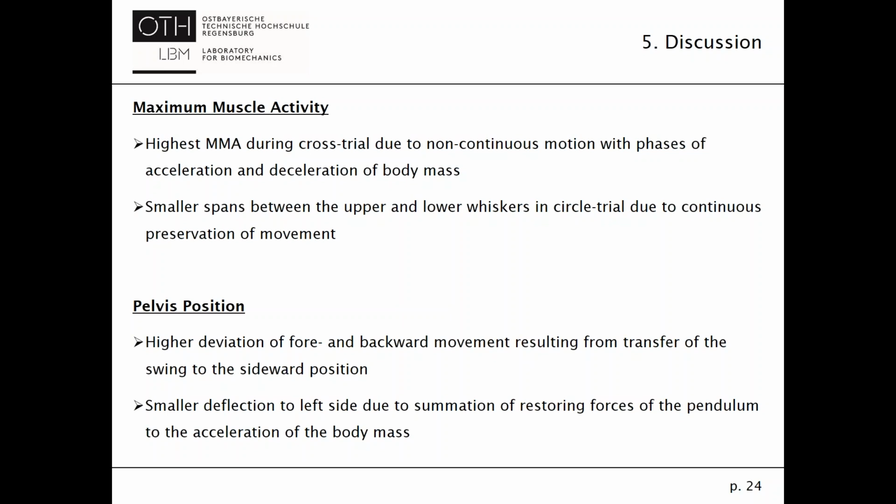Considering the pelvis position, we showed that we have a higher deviation for a forward and backward movement, and the reason for this might be that subjects do not brake after swinging back, but they use the swing to simplify the movement to the left side. And when they are on the left side, the movement to the right side is higher, as we have restoring forces of the pendulum, which add up to the acceleration of the body mass.